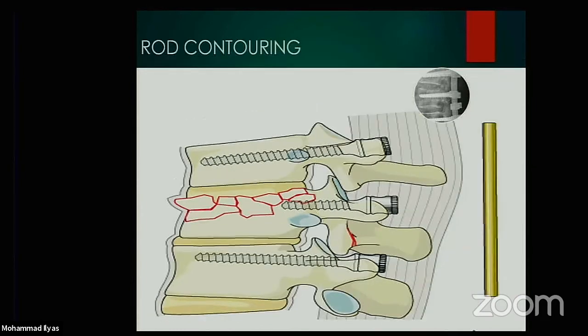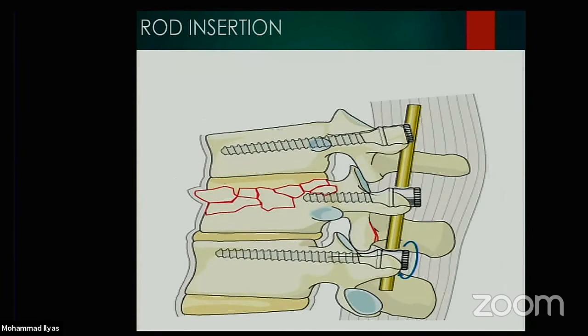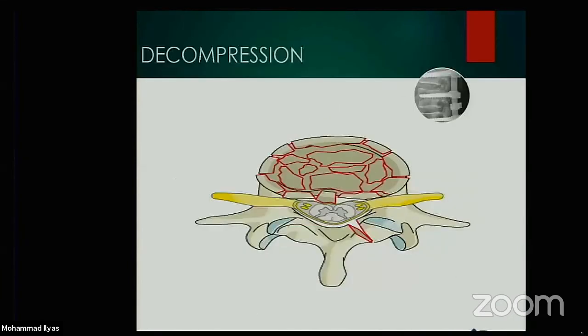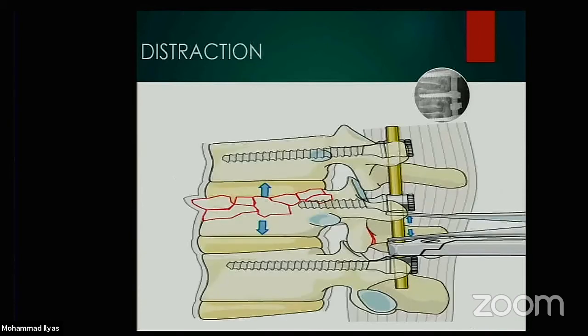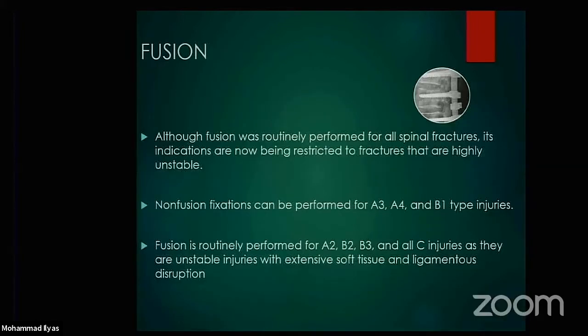We can measure the size of the rod and insert it in the screw heads, and after that we can do decompression if there are any bony fragments compressing upon the spinal cord. Then distraction can be done and gently the screw heads are fixed with the fusion. Although fusion was routinely performed for all spinal fractures, its indications are now being restricted to fractures that are highly unstable.